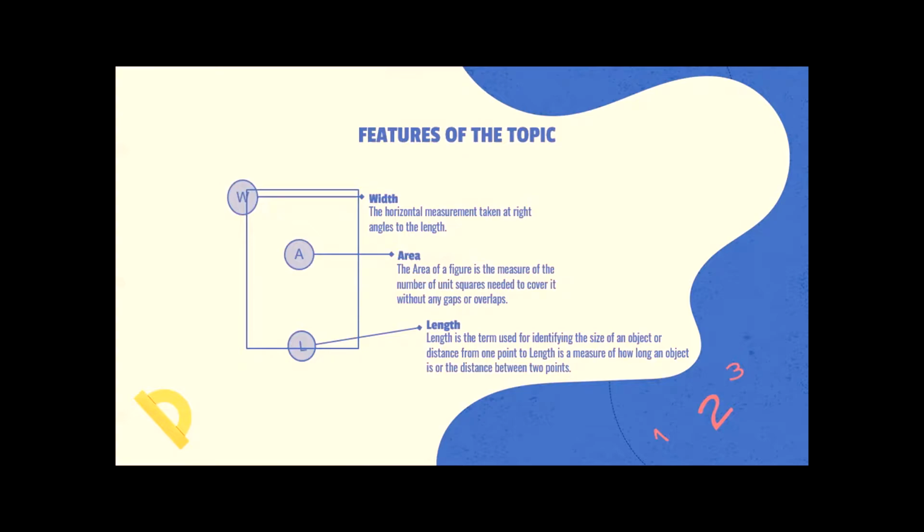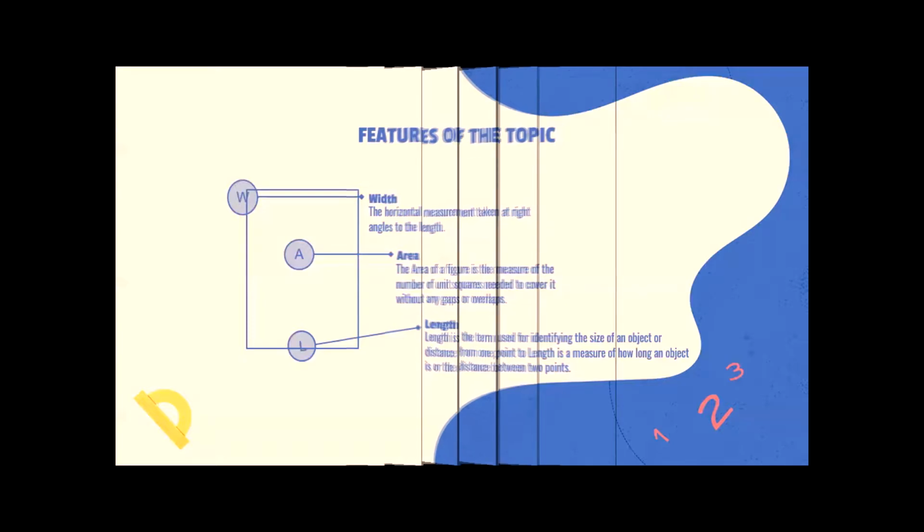Area. The area of a figure is the measure of the number of unit squares needed to cover it without any gaps or overlaps. Length. Length is the term used for identifying the size of an object or distance from one point to another. Length is a measure of how long an object is or the distance between two objects.